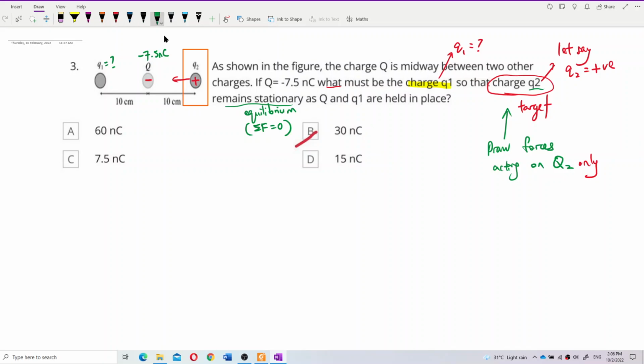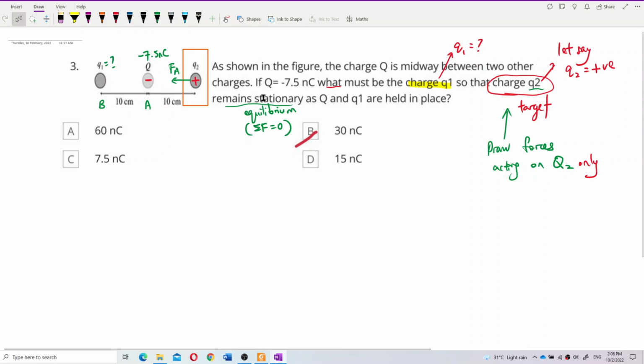This one is A. This one is B. Understand? Charge A. So the force by big Q is force A. We know that positive and negative, opposite signs, they attract, isn't it? Opposite charges attract. So between Q and Q2, there is an attractive force. So FA is towards the negative charge, so FA is to the left.